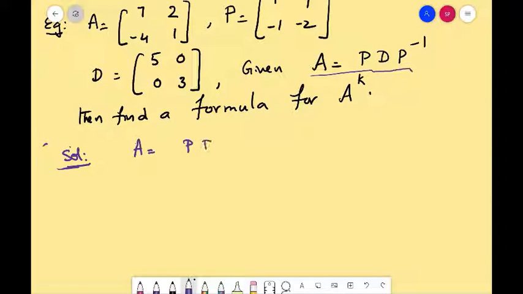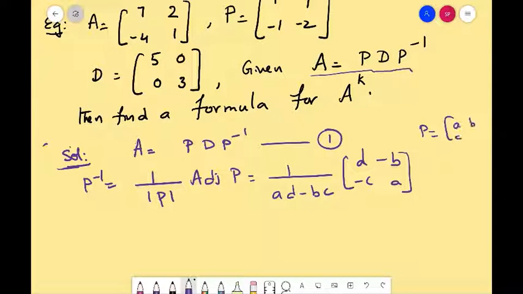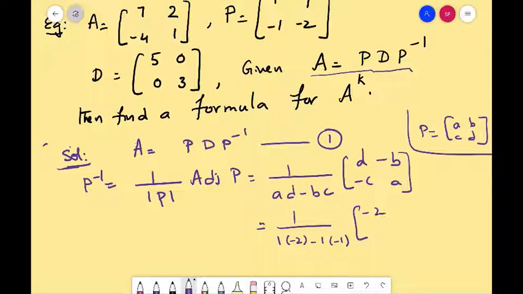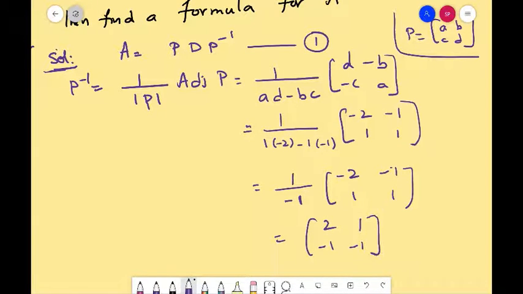Here you are given A is equal to PDP inverse. This is equation 1. And now let us first see what is P inverse. P inverse is equal to 1 by det P into adjoint of P. That is equal to 1 by, what is the det P formula? AD minus BC into adjoint P means it is D, minus B, minus C, A. If matrix P is A, B, C, D, then this is the formula for P inverse. Now P is 1, 1, minus 1, minus 2, so AD minus BC is 1 into minus 2 minus 1 into minus 1, into D, minus B, minus C, and then A. If we evaluate, this will be equal to minus 2 and plus 1 will be minus 1, into 2, 1, minus 1, minus 1. This is P inverse.